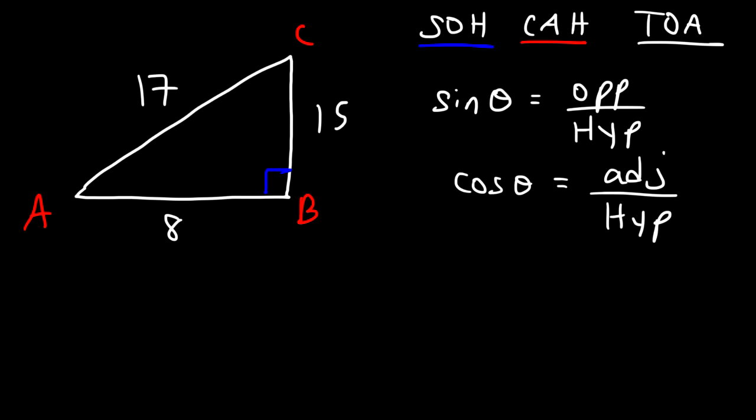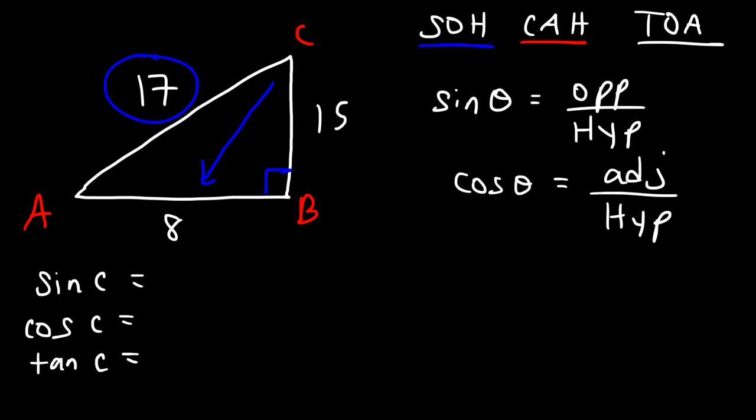Now, based on what we've just done, I want you to calculate sine of C, cosine of C, and tangent of C. So feel free to pause the video. Starting with sine, sine is going to equal the opposite side divided by the hypotenuse. So opposite to angle C is 8, and the hypotenuse is 17. So sine C is 8 over 17.